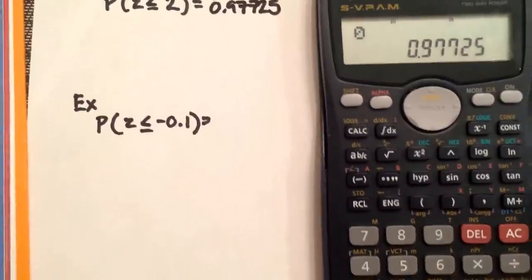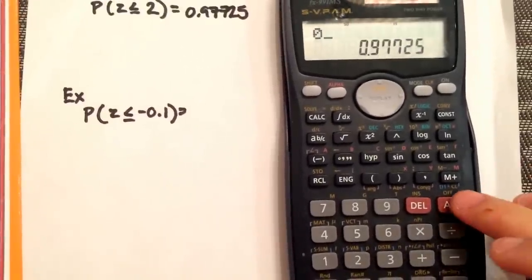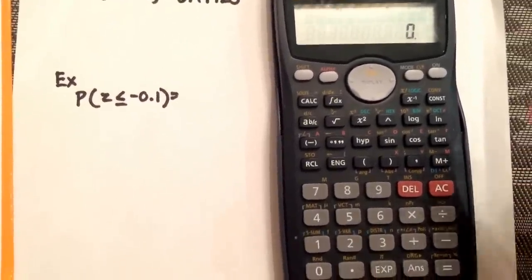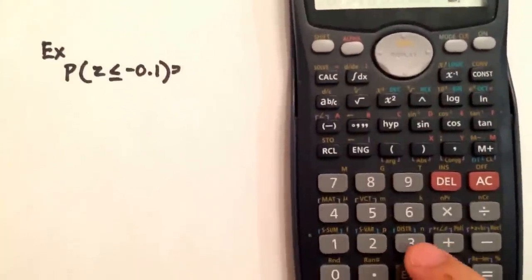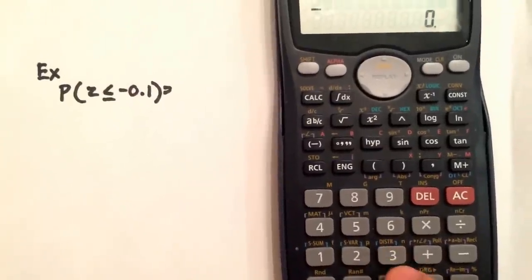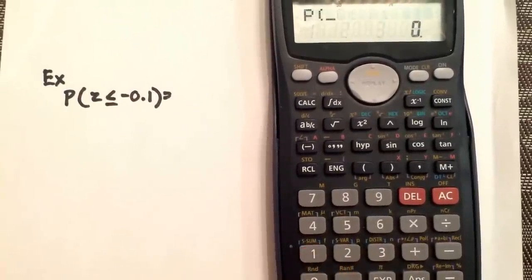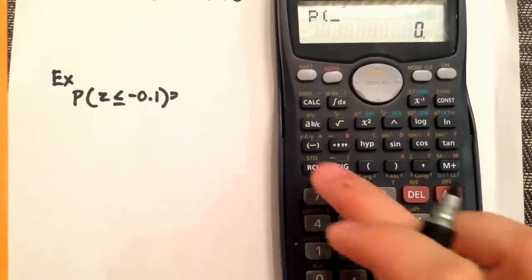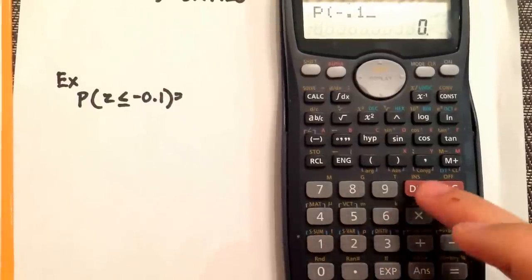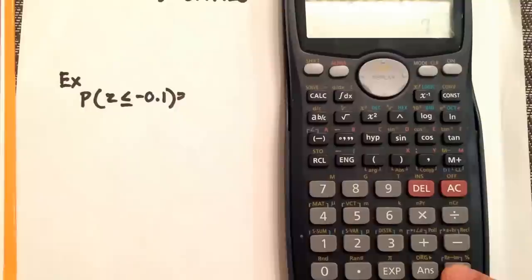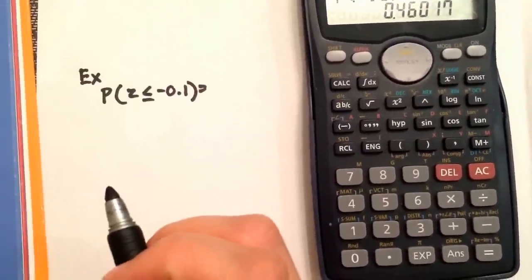Now that's okay. I can show you another example. So if you want to know a negative value, same thing, clear it. Again, to show you, shift 3, which is distribution, and then 1 for probability, and then just enter in a negative 0.1, which is the example I'm using. Close the bracket and hit equals, and it's 0.46017.